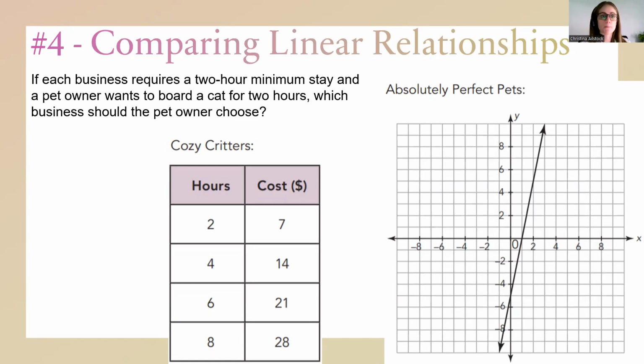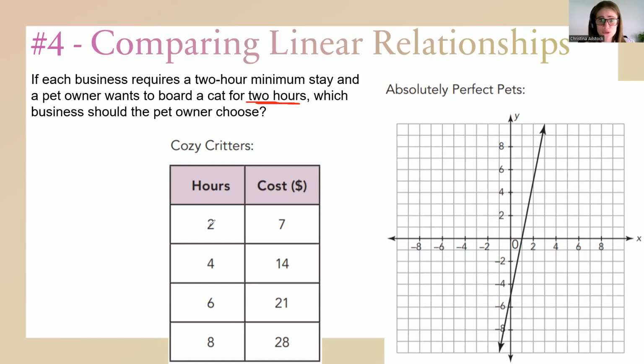Now we're going to continue to compare, but we're going to compare 2 different formats. Instead of both of the pieces of information being on the same graph, we're going to compare a table and a graph. So this scenario here says if each business requires a 2-hour minimum stay and a pet owner wants to board a cat for 2 hours, which business should the pet owner choose? Well, this one's set up kind of nicely for us because if we're wanting to know what the answer is for 2 hours, we can just look at both the table and the graph to see where they're at 2 hours.